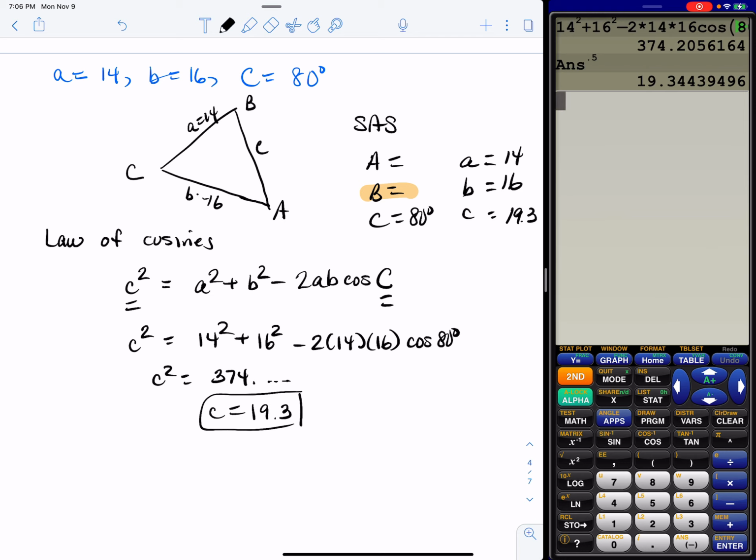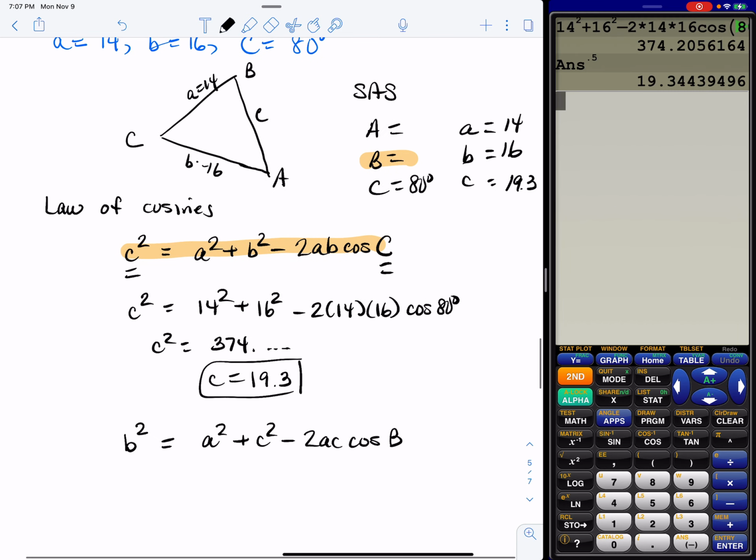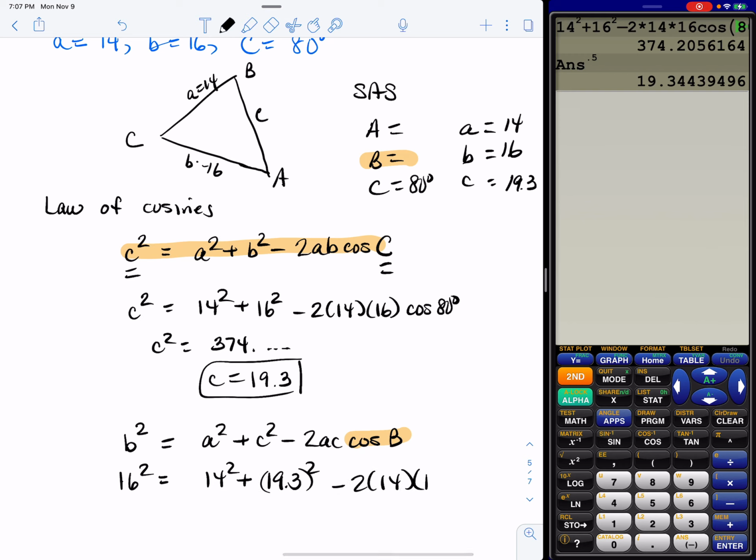Now, the version of law of cosines, now keep in mind the one we used, we had c squared on one side, angle C on the other. I want angle B in there, so I'm going to use the version that has side B on one side, and that just means that the other sides are over here. And there we have that. So we know everything else there is to know there, except we're going to be finding B, or cosine B, I should say, first. So little b squared is 16 squared. A squared is 14 squared. 19.3 squared minus 2 times 14 times 19.3 cosine of B.